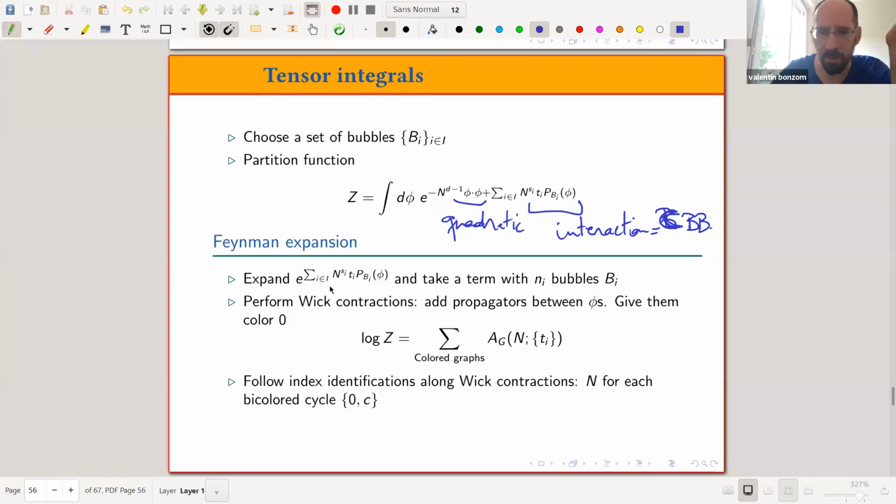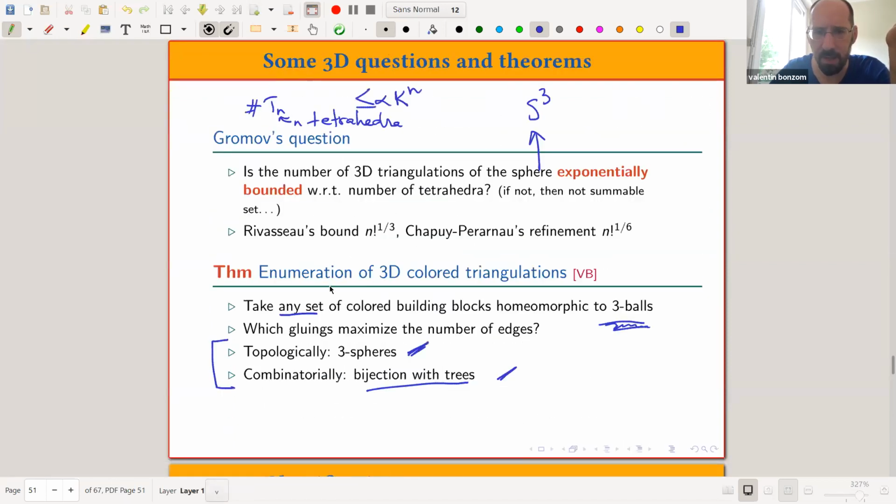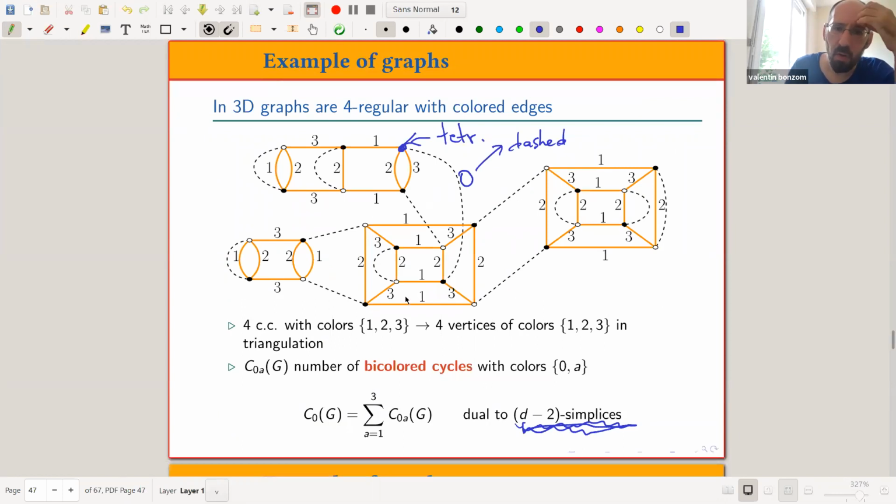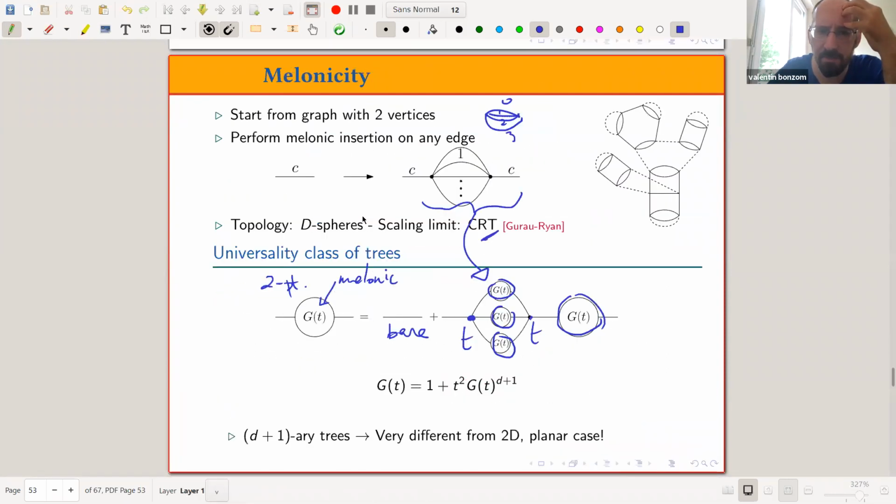So do I have an example? I have this example here. So all the orange guys are the interactions of the model. They correspond to bubbles. And the dashed lines are the propagators. Okay? When you do a Wick contraction between a T and another T, you add the propagator like this. Okay?